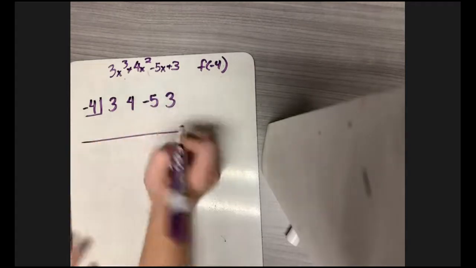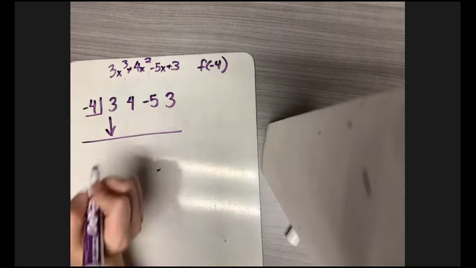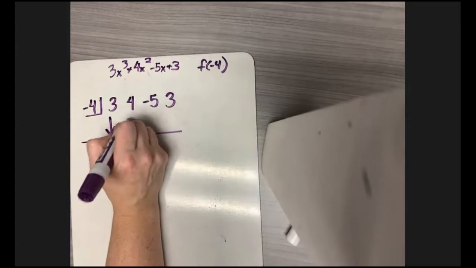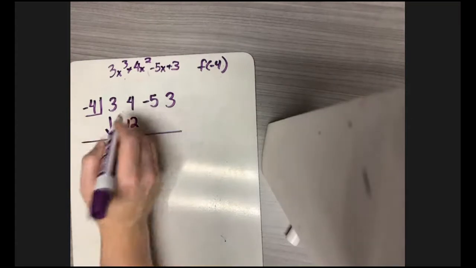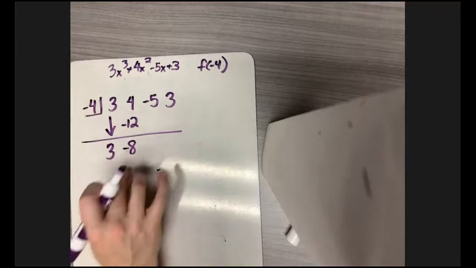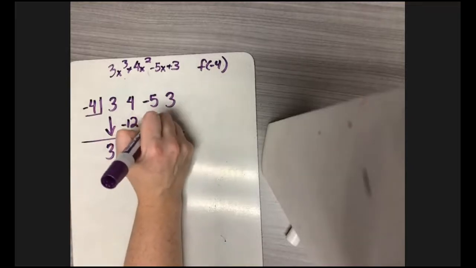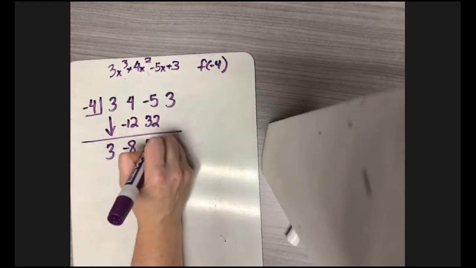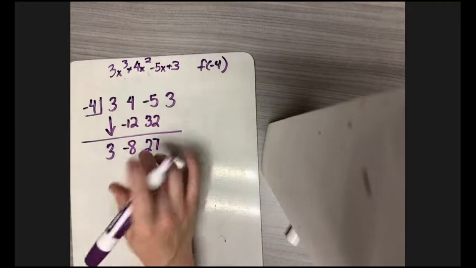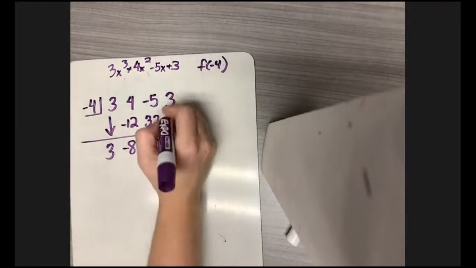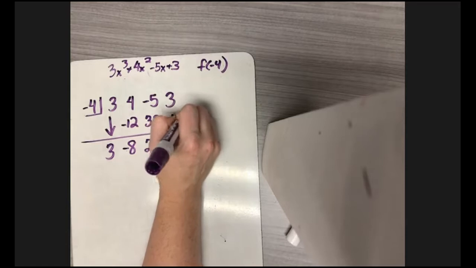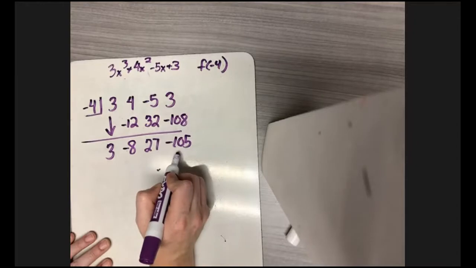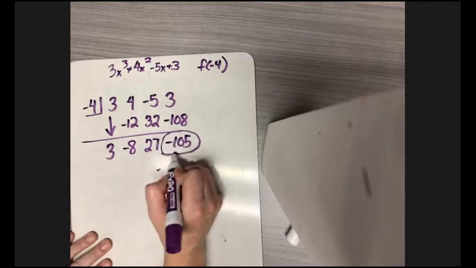I'm going to skip my line and draw a line. And again, I'm going to drop that first one through. So negative 4 times 3 is negative 12. We're going to add: 4 plus negative 12 is negative 8. Negative 4 times negative 8 is positive 32. Then we add negative 5 plus 32, which is 27. Negative 4 times 27 is negative 108. 3 plus negative 108 is negative 105. This answer, which is in my remainder spot, is my answer.